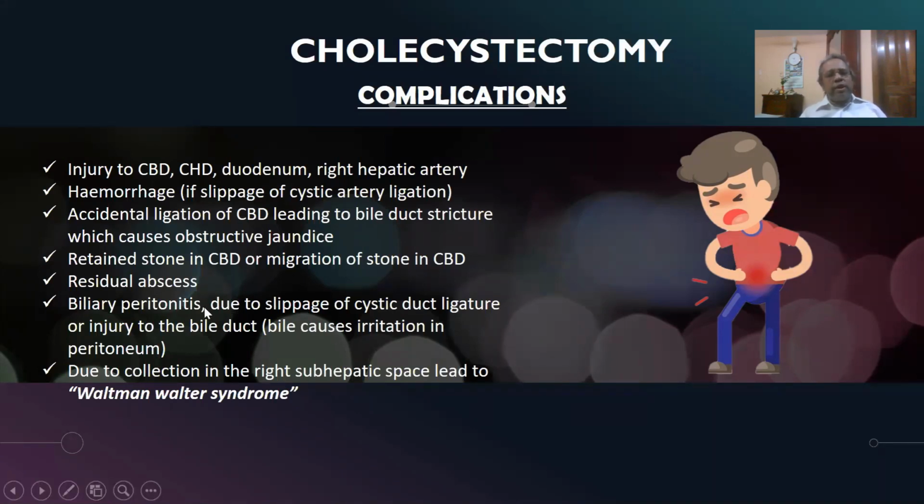It may be from the cystic artery, it may be from the accessory cholecystohepatic duct, or it may be an injury to the common hepatic duct. Anywhere there is a chance of bile coming. So at that time we are more alert and follow up the patient.